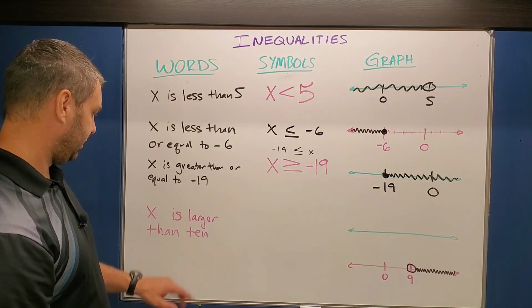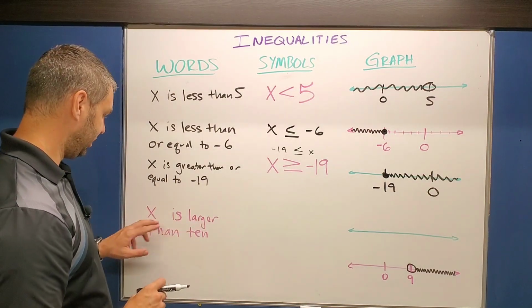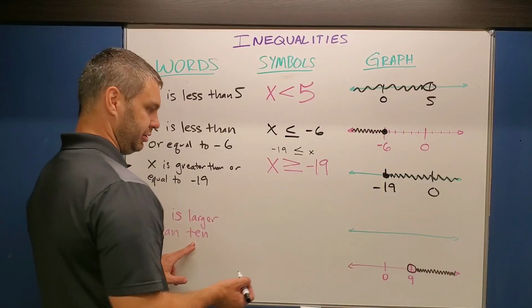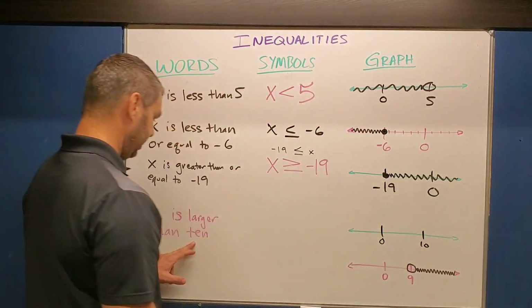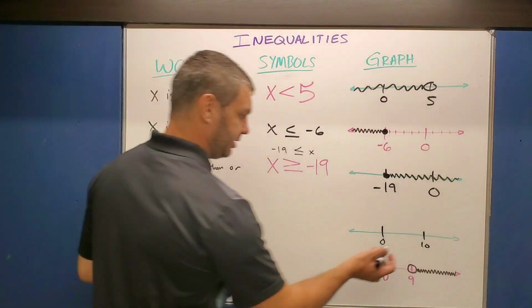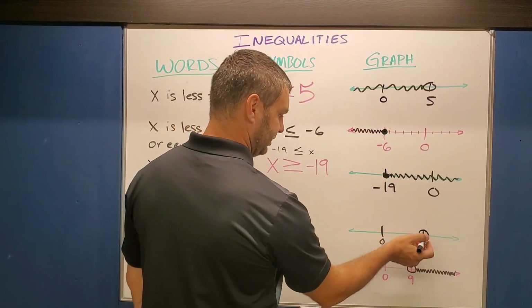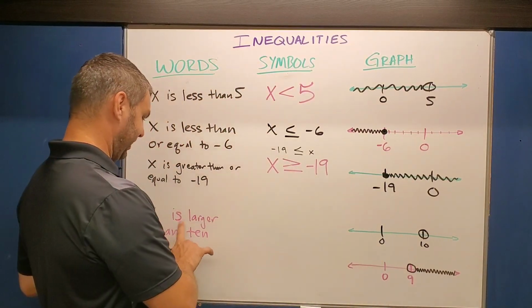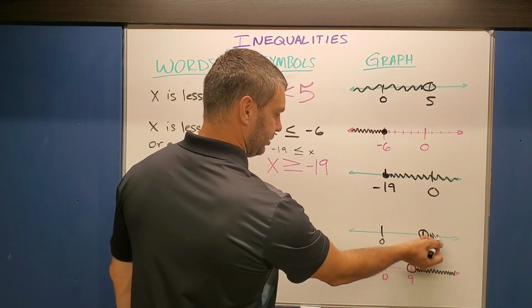All right, let's try the next one. This one, they give us the words. They do give us kind of fancy words, and this one says x is larger than 10. If I were to put 0 and 10 on a number line, if it's larger than 10, does that include 10? No, it doesn't. So it's going to be an open dot, but it is going to be everything bigger than 10. That's why I like to put 0 as well. It's kind of like a test point. If x has to be bigger than 10, I know 0 is not, so I'm going to shade the other way. So it's going to be shaded this way.